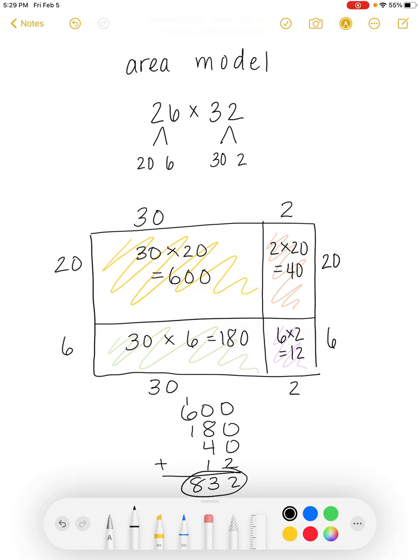So again, we call this the area model. It is different than most of us learned it. The kids don't need to use it. However, I do want them to have some basic understanding of it because I do think it appears a lot throughout Common Core math.